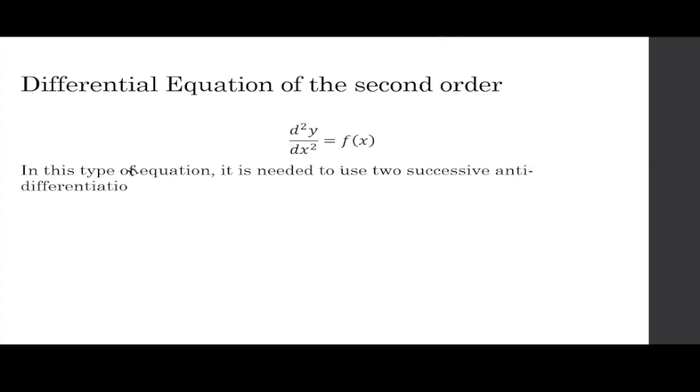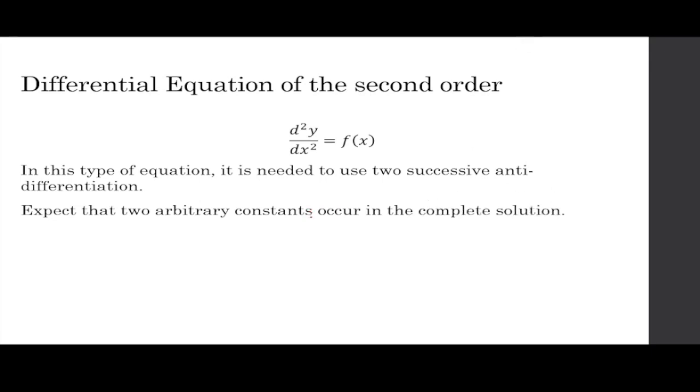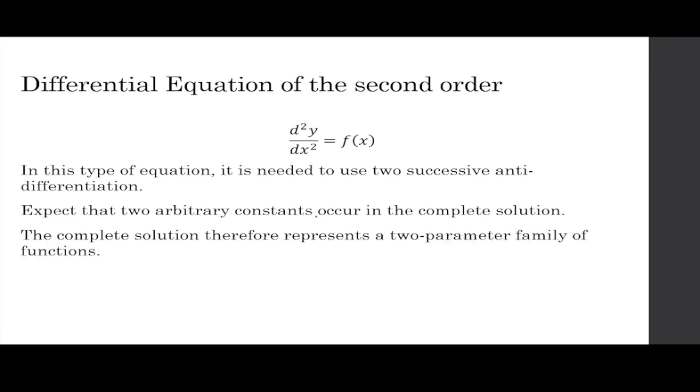So this is in the second order. The second derivative of y with respect to x is equivalent to f of x. In this type of equation, it's needed to use successive anti-differentiation. So there are two, and to eliminate them you need to do the anti-differentiation twice to complete the solution. So expect two arbitrary constants: for the first anti-differentiation we have one constant, and a second constant for the second anti-differentiation. The complete solution therefore represents a two-parameter family of functions.